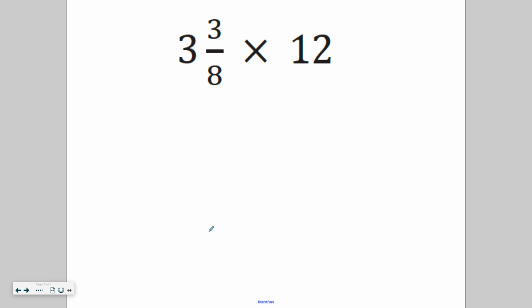So let's try one together. Please pause and grab a piece of paper or something to write on so you can follow along with me this time. So if you're watching now, that means we're going to continue. You are ready to begin. If not, please pause while you get yourself settled.